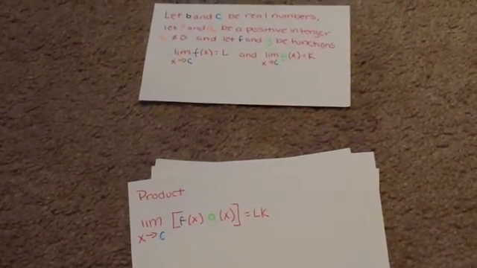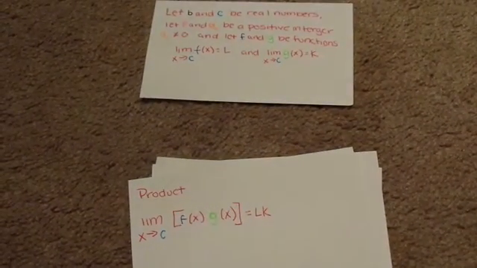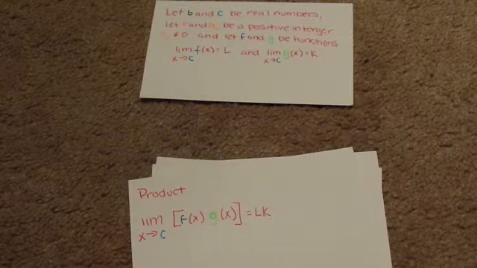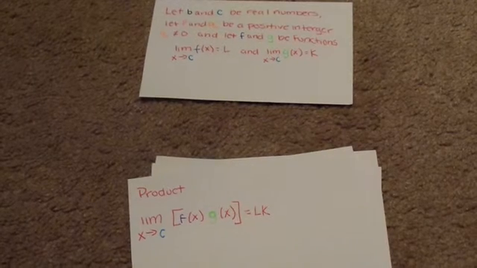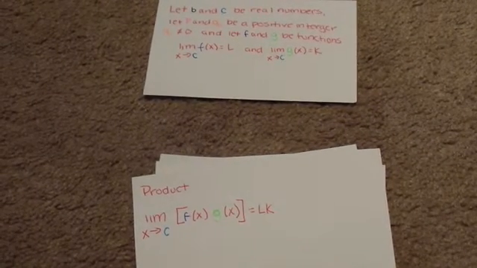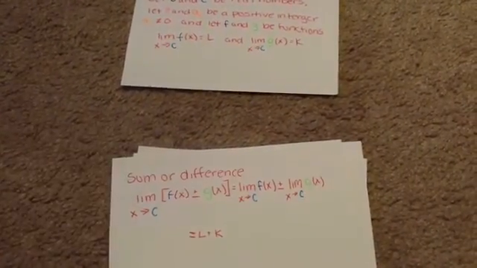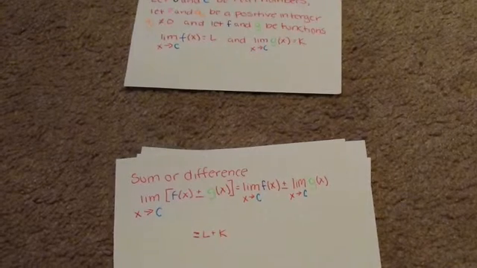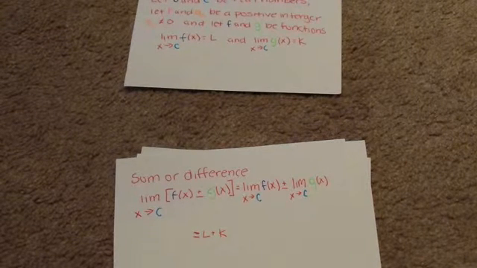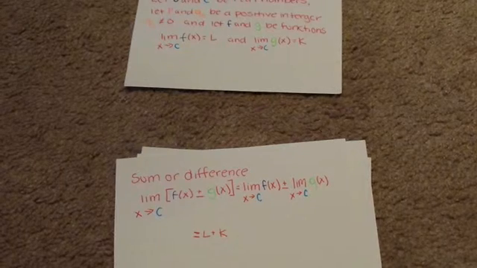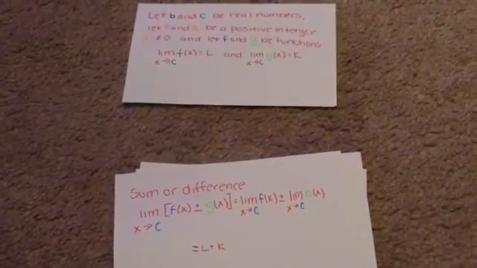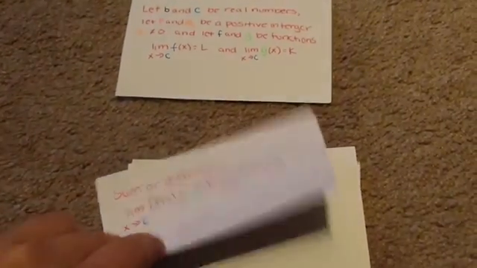Following the quotient property is the product property, which states that the limit as x approaches c of f of x times g of x is equal to L times k. We must also look at the sum or difference property, which states that the limit as x approaches c of f of x plus or minus g of x is equal to the limit as x approaches c of f of x plus or minus the limit as x approaches c of g of x, which equals L plus or minus k.